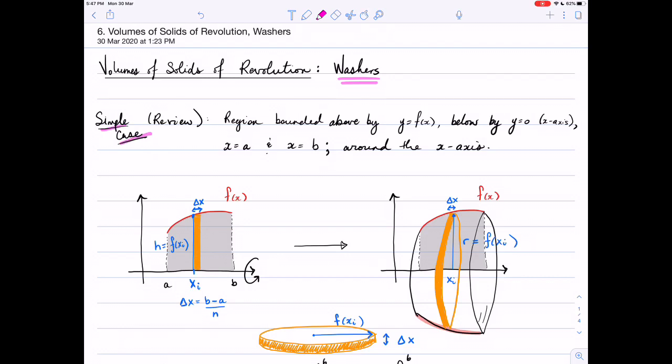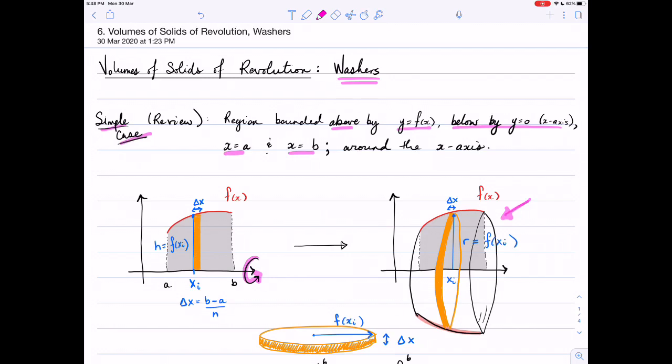The simple case was when we had a function y equals f of x bounding our region above. We had the region bounded below by the x-axis, so the line y equals 0. So that is the area under the graph of f of x, from some bounds x equals a to x equals b. And that region was revolved around the x-axis to create a solid of revolution. There's our solid of revolution.